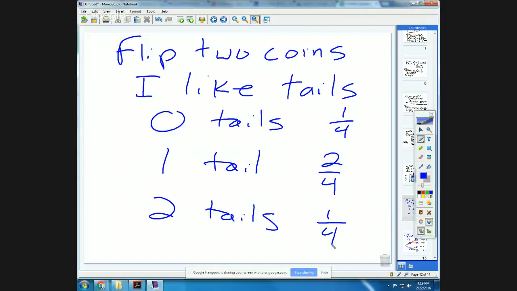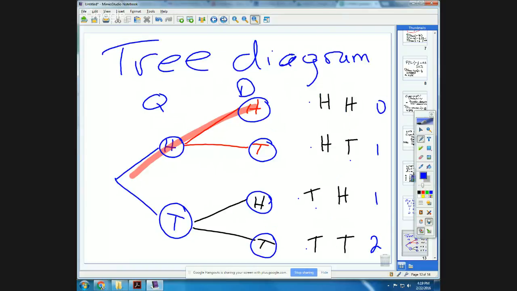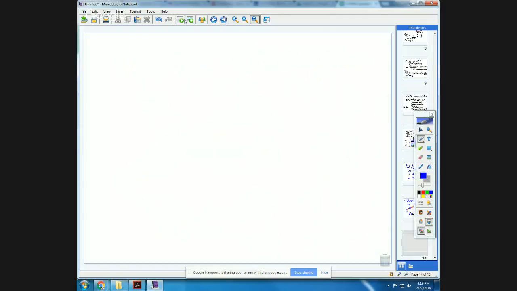Tree diagrams are very helpful in trying to analyze problems, because I could throw a third coin in and see what happens. So let's see if we can extend this one more time. What happens if we do a quarter, dime, and a nickel, and we want to count tails?